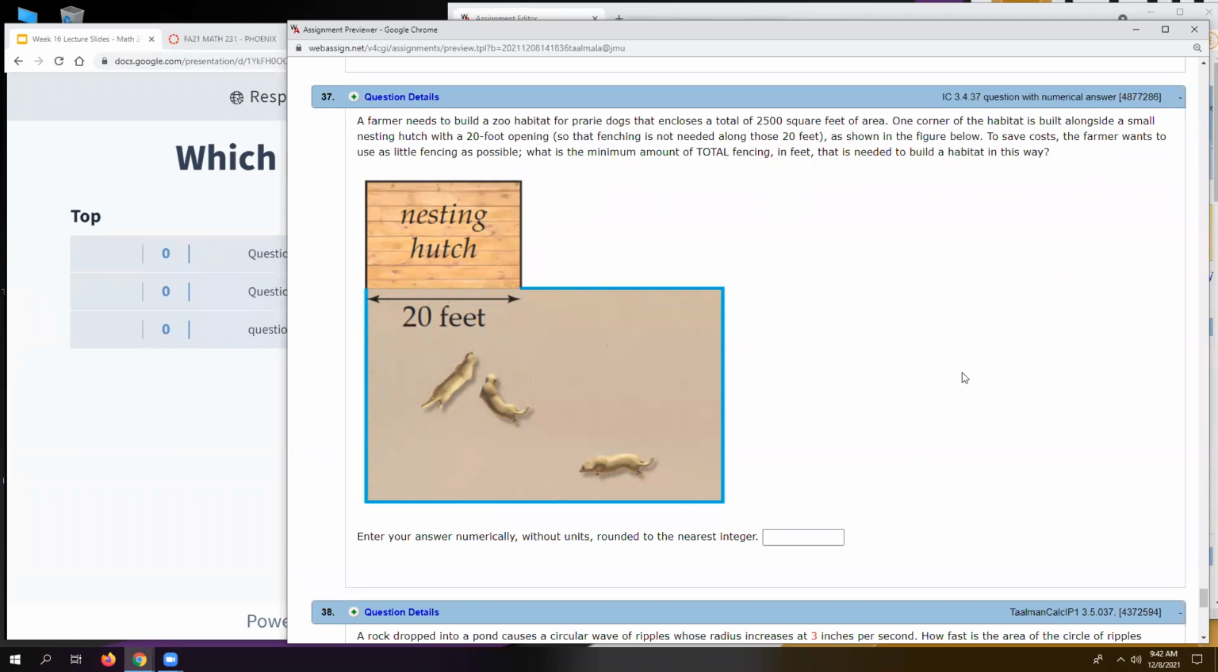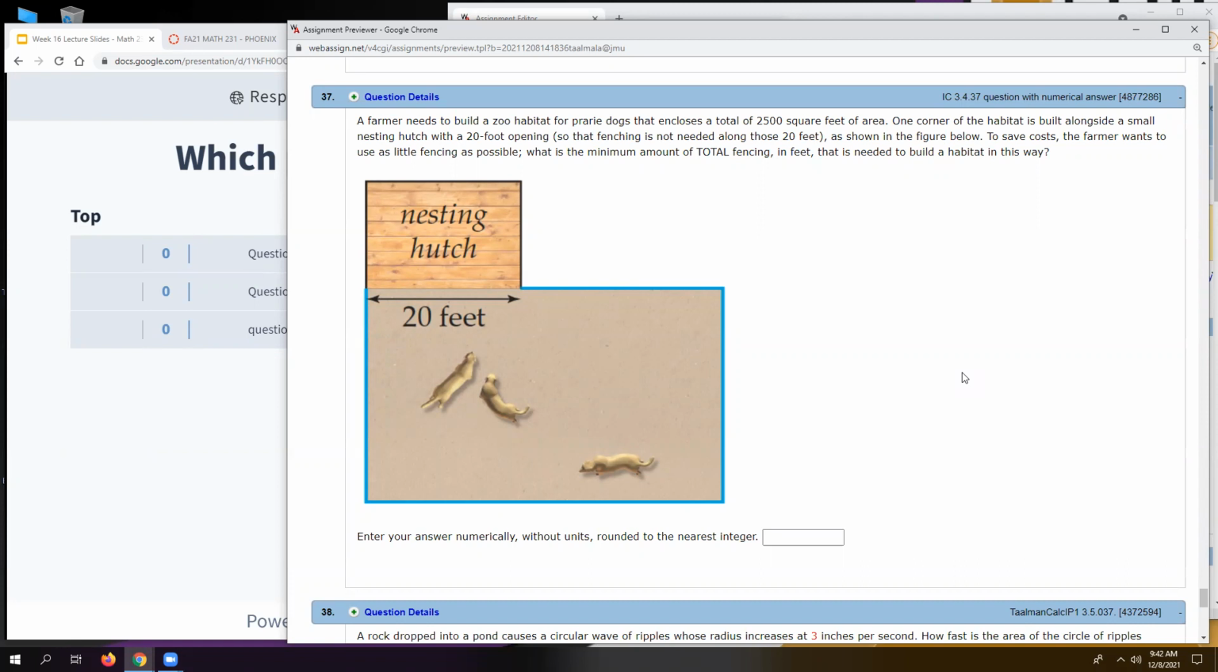What geometric things on this diagram do I care about? Do I care about this? No. What do I care about? This length and this width. Let's call this length, I guess. And then we'll call this one the width.